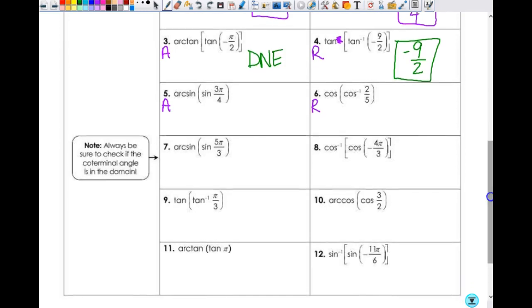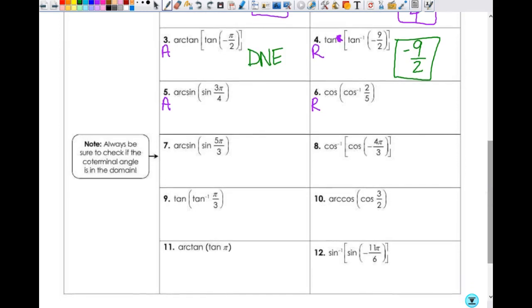Okay, so look at number 5. The arcsine of the sine of 3 pi fourths, does that fit within that interval? No, it does not. So here's what I want you to write: this does not equal 3 pi fourths. Now, that doesn't mean that it doesn't exist, and it doesn't mean I can't get an answer. Just my answer isn't 3 pi fourths. I have to actually do some stuff here.